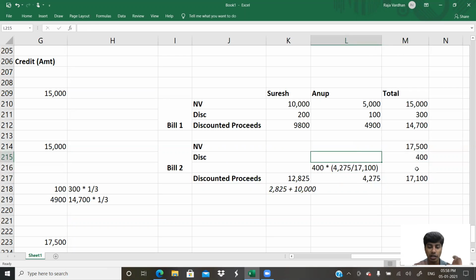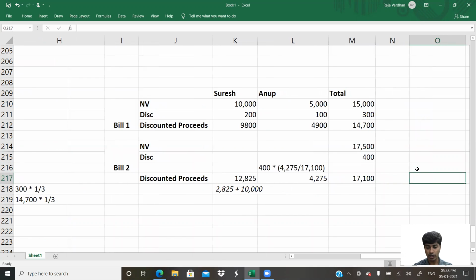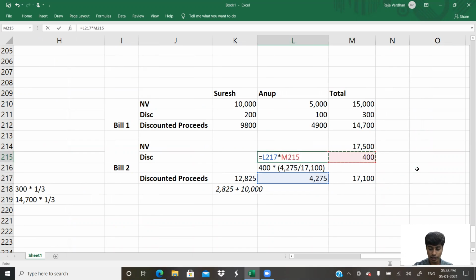We have to just do cross multiplication. So technically I am doing 4,275 multiplied by 400 divided by 17,100. How much do I get? It is equal to 4,275 multiplied by 400 divided by 17,100. I would get 100 rupees.